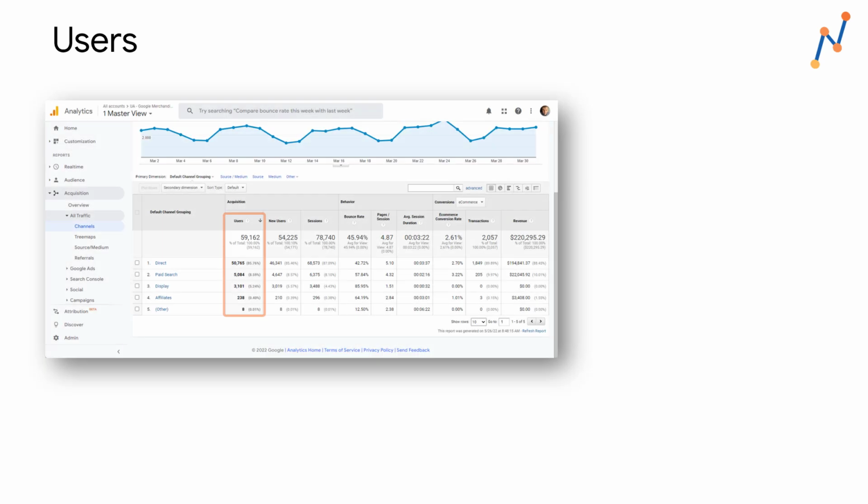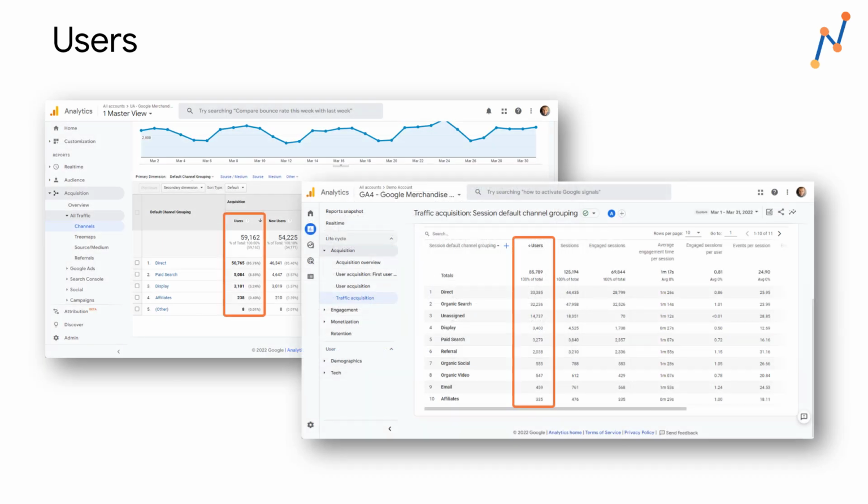You surely have come across the metric called user, no matter if you are looking at reports in Universal Analytics or GA4. But what are the characteristics of this metric and how are users counted? To answer this, let's have a closer look. And one thing we need to clarify upfront is the myth about the metric's meaning.